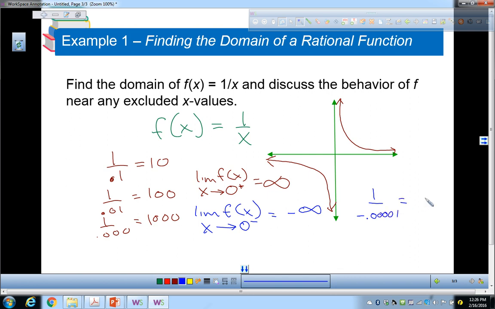Because if I were to plug in like 1 over negative 0.00001, I'd get negative 100,000, something like that, okay? I get a very big negative number, and the closer I get to 0, the more negative it gets. That's why you have asymptotes there, okay?